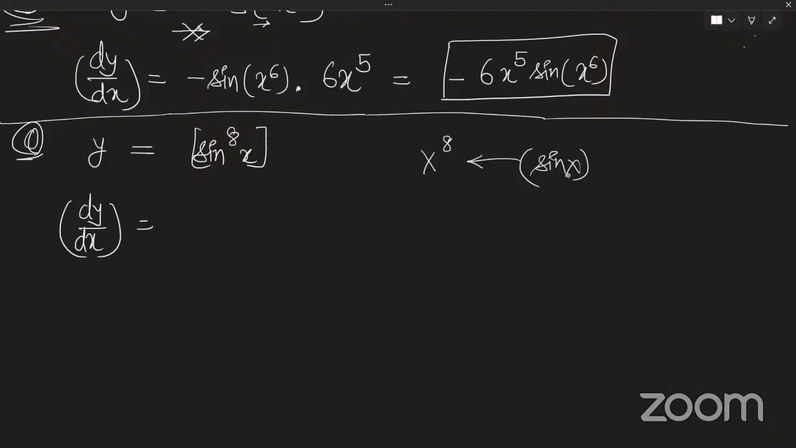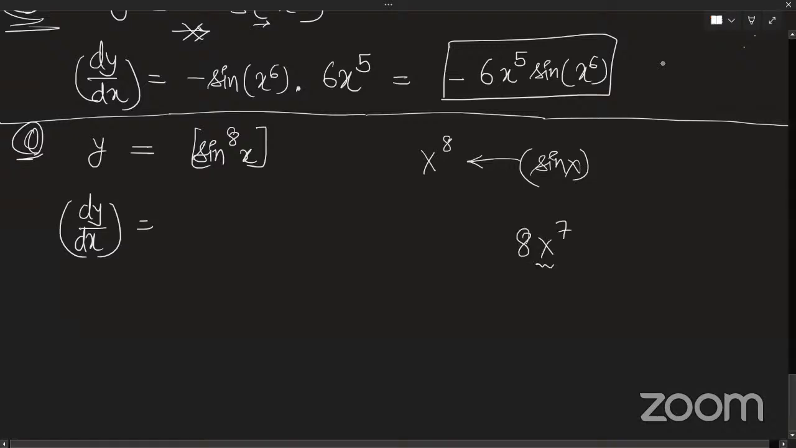It will be x raised to 8. So what is the derivative of x raised to 8? 8x power 7. Yes, correct. It is 8x power 7. But instead of x, we have put sin x. Instead of x, we have put sin x. Right?